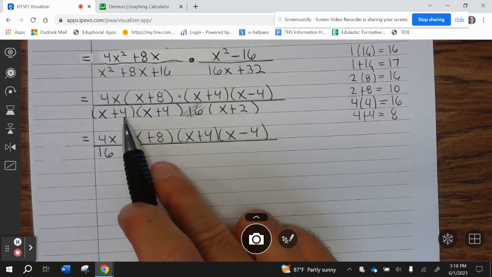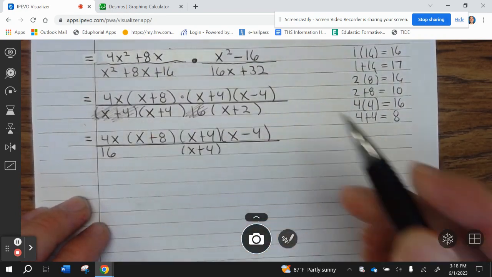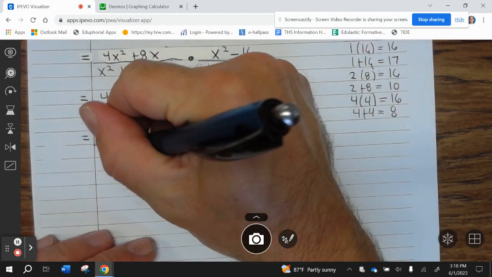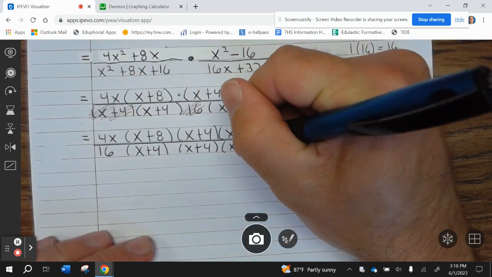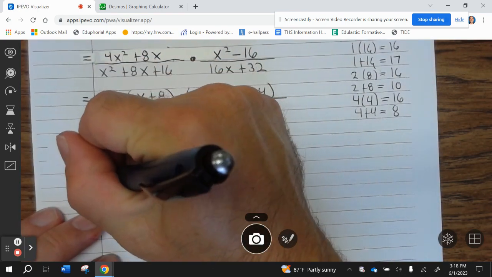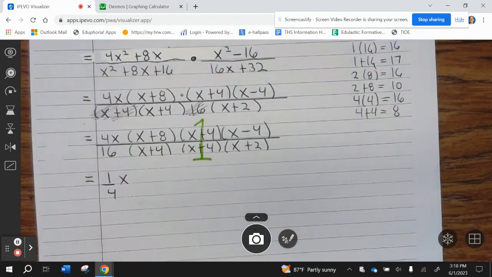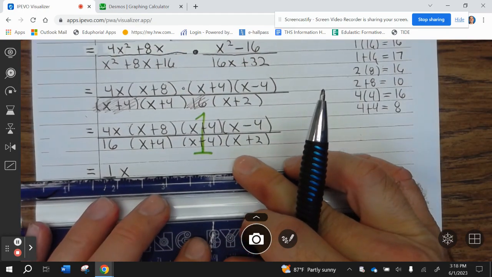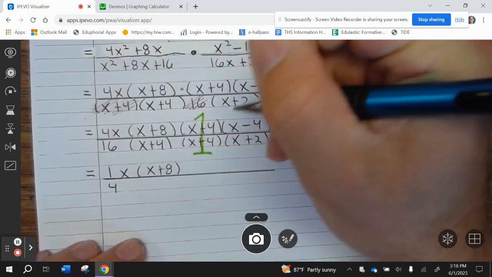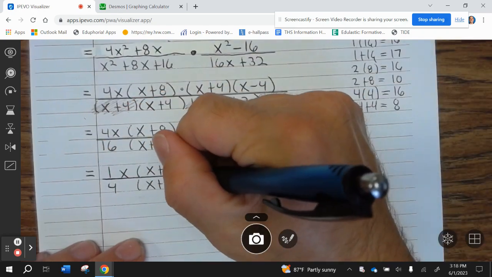So do we have an x plus 8? Nope. Do we have an x plus 4? Yep, we do. So we're done with that. Okay. Do we have an x minus 4? Nope. So we can go ahead and put this here and here because it doesn't matter. So x plus 4 and x plus 2. So 4/16 reduces to be 1/4 x. This divides and becomes 1. Which leaves x plus 8 times x minus 4 divided by x plus 4 times x plus 2.